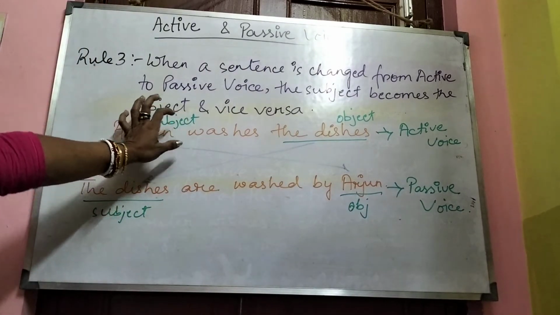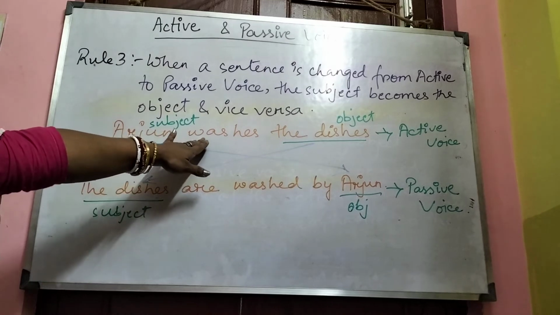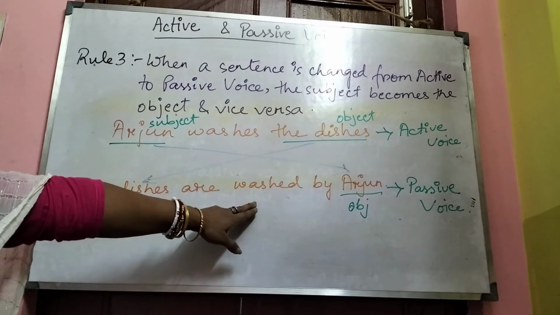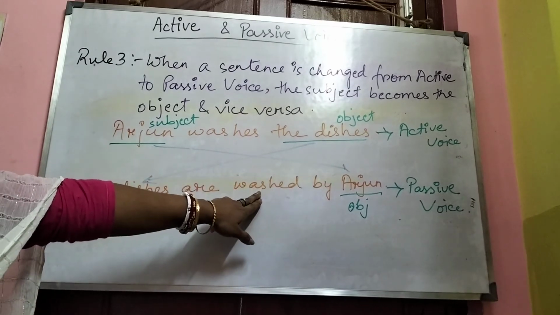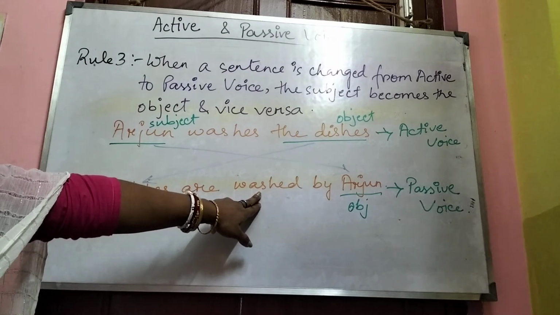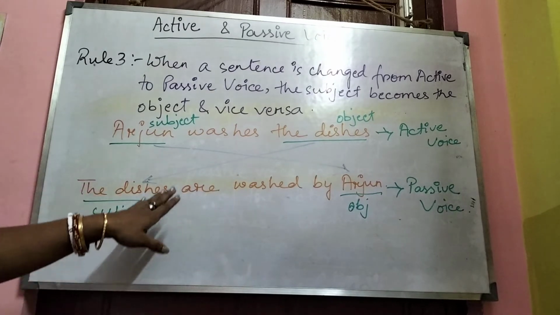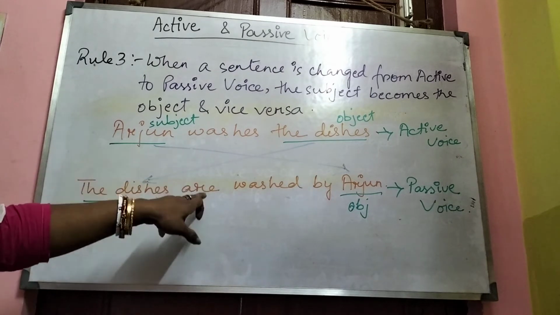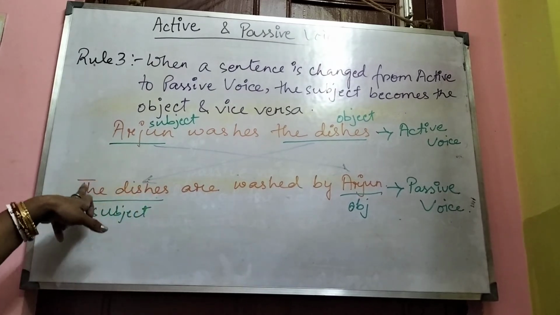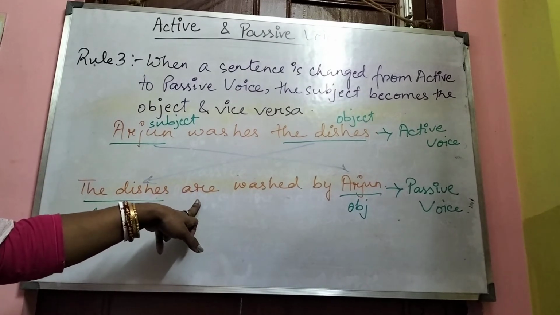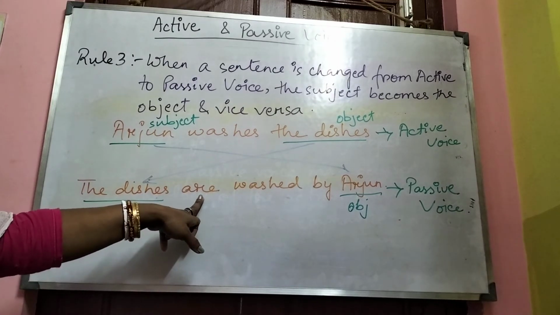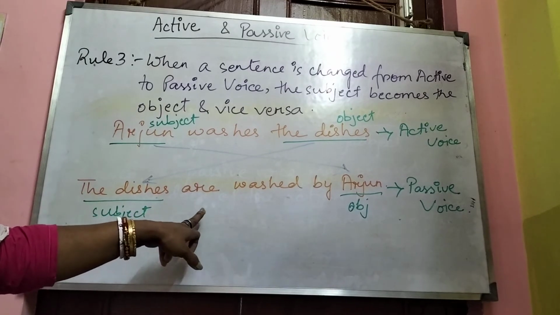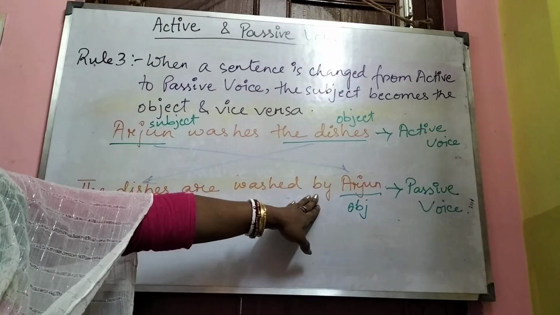Now what about the verb washes? The verb washes in active voice changes to its past participle form, washed. Okay, and the correct form of the be verb, that is are, is added after it, because dishes is plural. So with a plural subject, the plural be verb are is used. Now the past participle form of the verb will be followed by the preposition by.